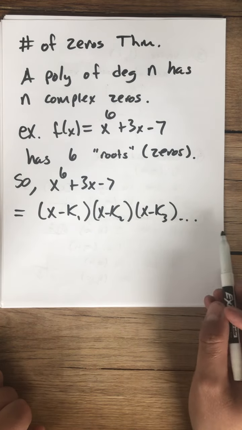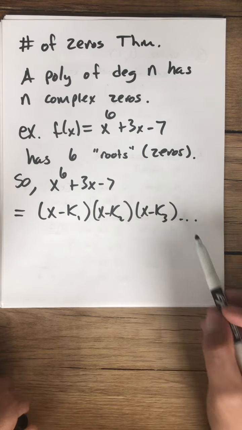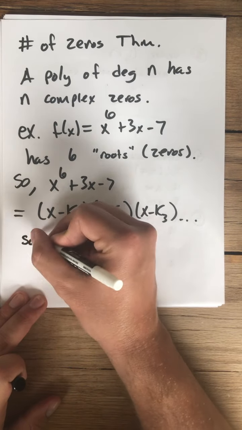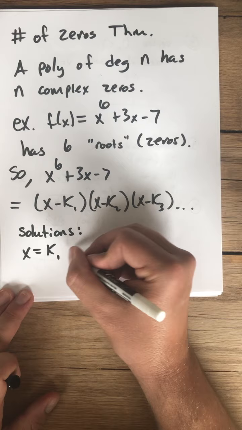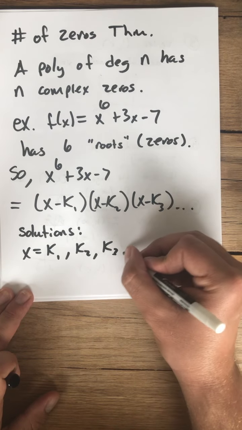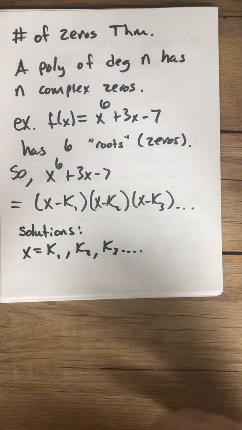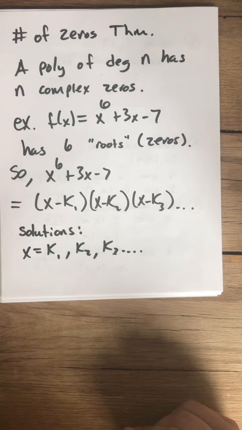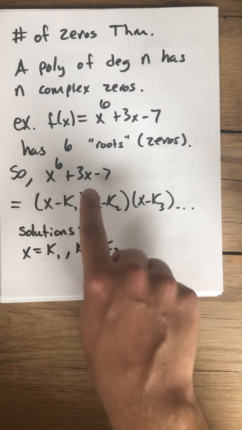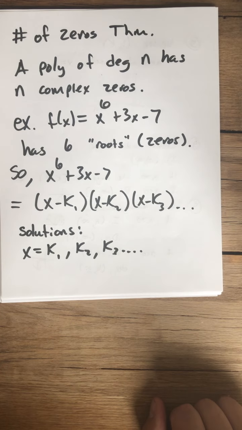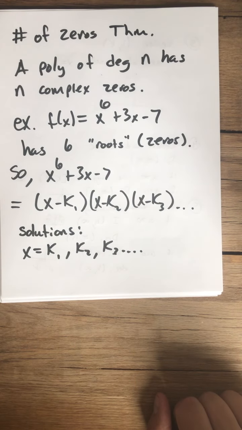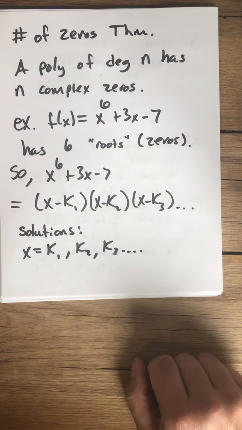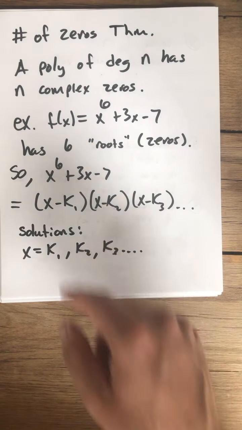I'm out of paper. I don't want to write 3 more binomials. But if we factor this out into a product of binomials, the solutions are x equals k1, k2, k3, all the way up to 6 of them. And as you know from solving quadratics, they could repeat. If 2 is a solution but the factor has 2 squared, or if k1 and k2 are actually the same number, the solutions can repeat. They're going to add up to 6.